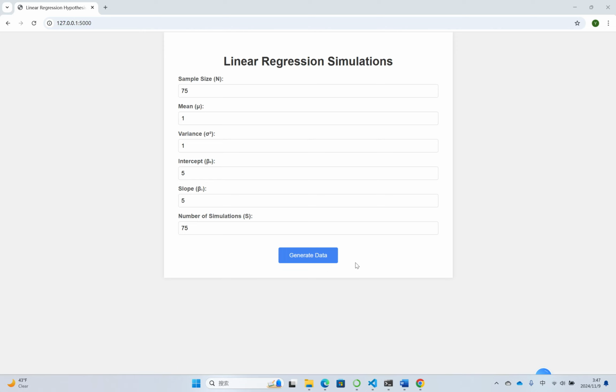In this assessment, I introduced new parameters: intercept beta 0 and slope beta 1. Due to session limitations, the data size n and the number of simulations s are both set to 75, and let's generate the data.